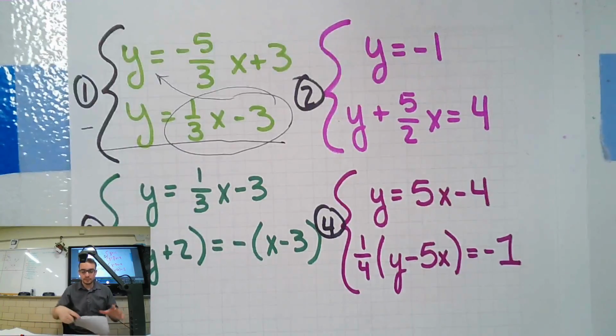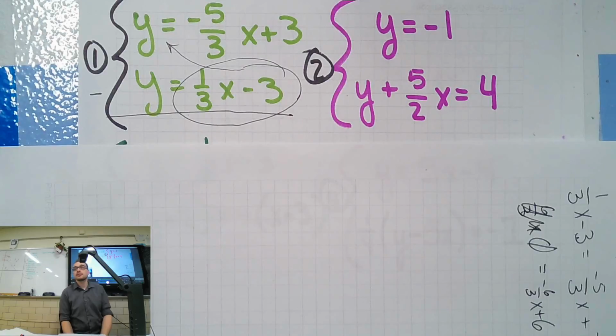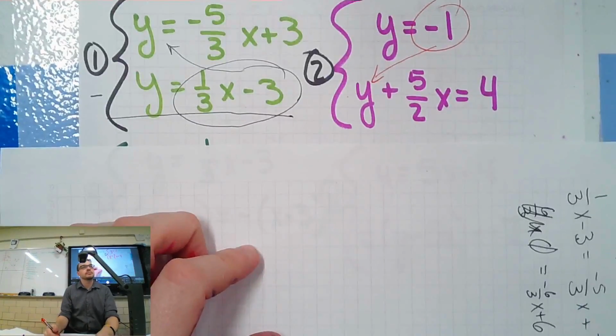Number 2. How would you solve it? Jace. Makes sense to me, right? We already know y is -1, so why not just plug it in?